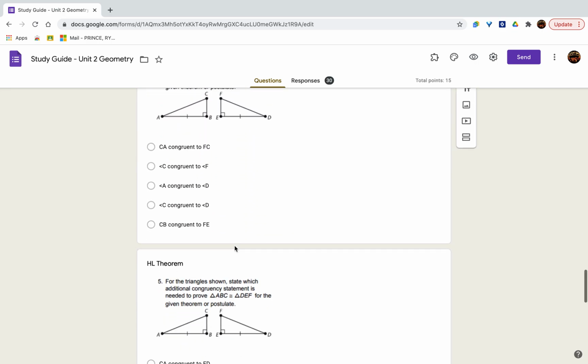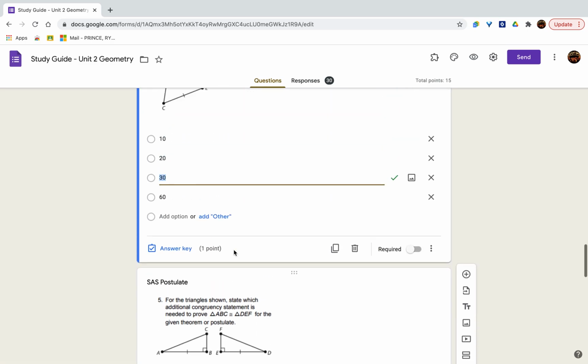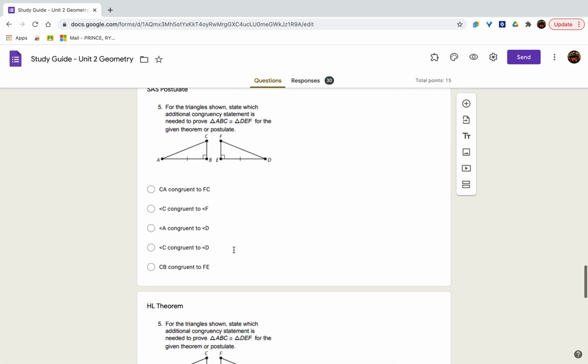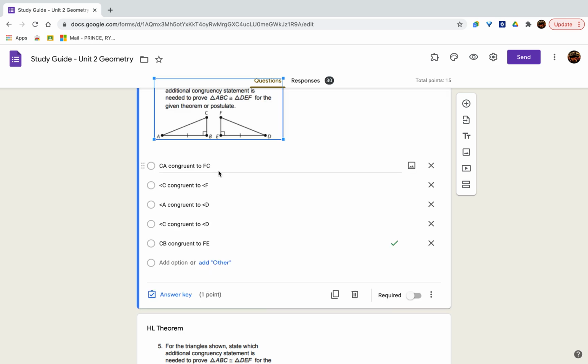All right, so what we have now is the triangle congruence stuff. So we've got side angle side, hypotenuse leg, all that stuff. The only thing we have to understand here is what's missing from each triangle. SAS means side angle side, so we want that order. We've got a side and an angle, so we need this side. They have to go in order.